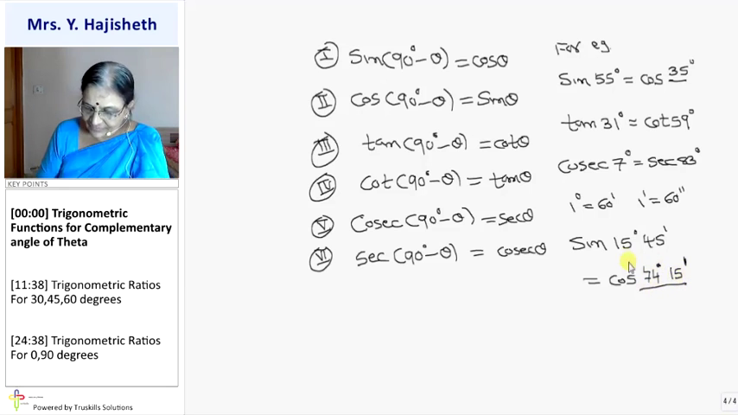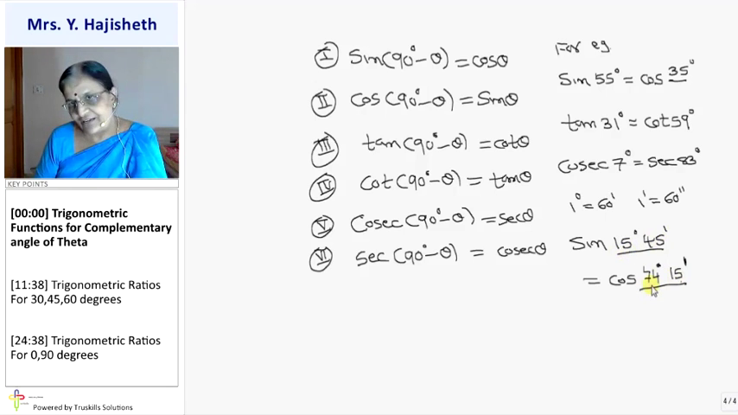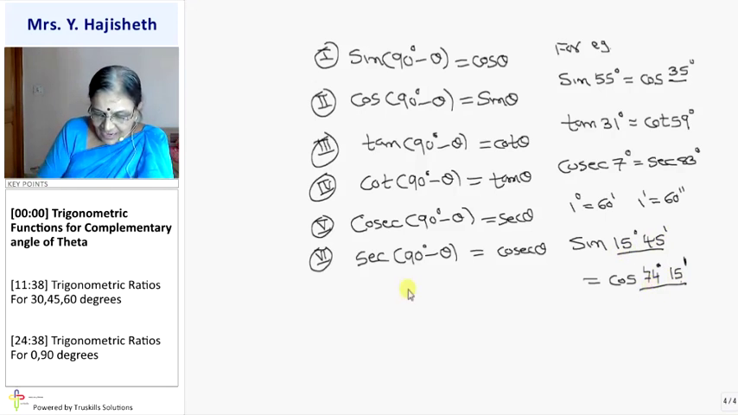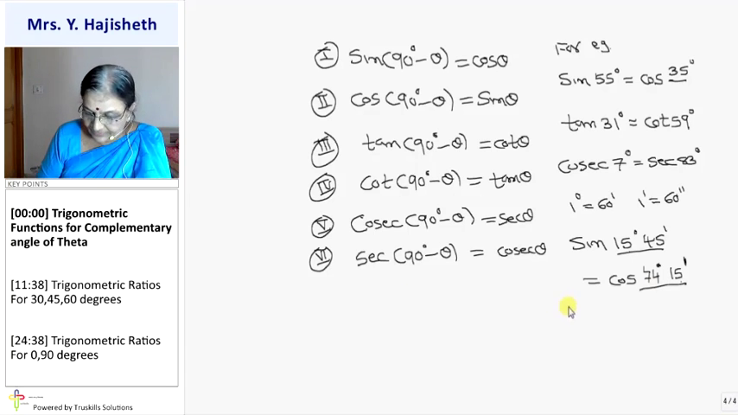Okay? Because sum of these two is 90. See, 45 minutes plus 15 minutes is 1 degree. 1 degree plus 15 degrees, 16 degrees, 16 degree and 74 degree is 90 degree. Now, another example I am giving you. Sec of 39 degree is cosec of how much? 51 degree, okay?